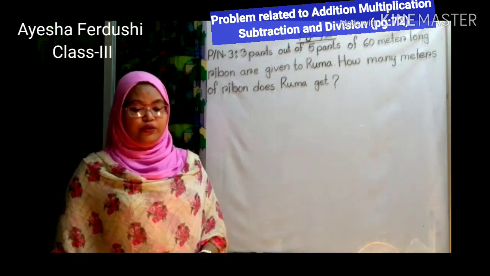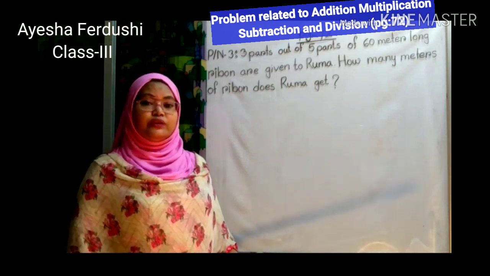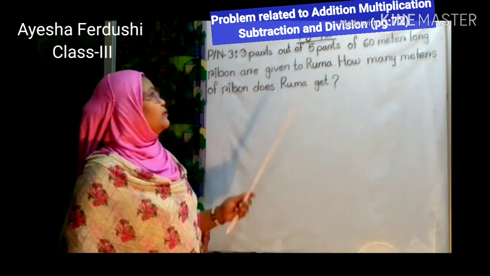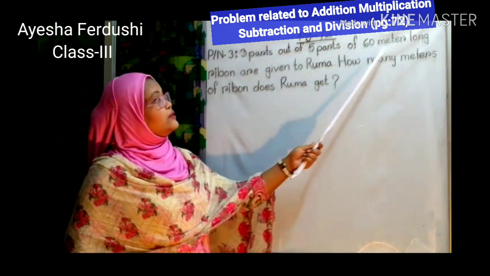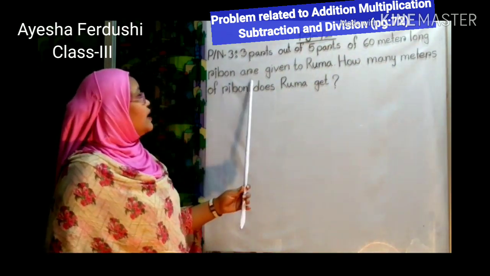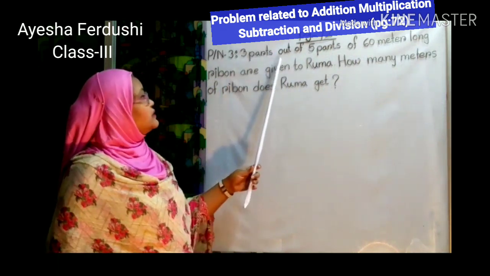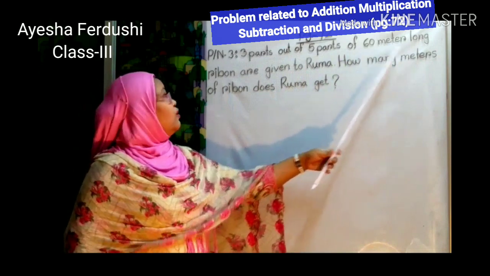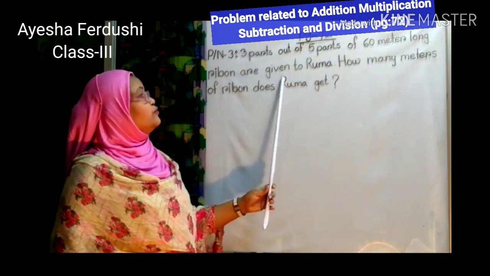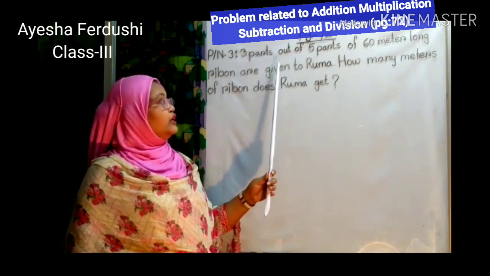Okay dear, look at the board here. At first you understand the question. What does the question ask? Okay, look at the board. 3 parts out of 5 parts of 60-meter long ribbon are given to Ruma. I repeat it again. 3 parts out of 5 parts of 60-meter long ribbon are given to Ruma. Have you got it? This is the information part or given part.